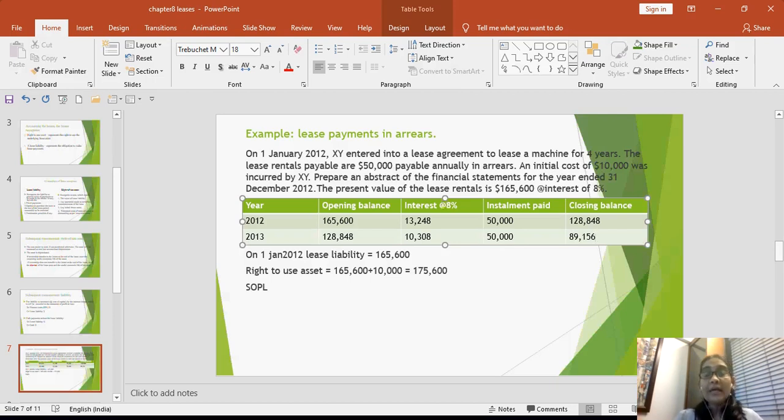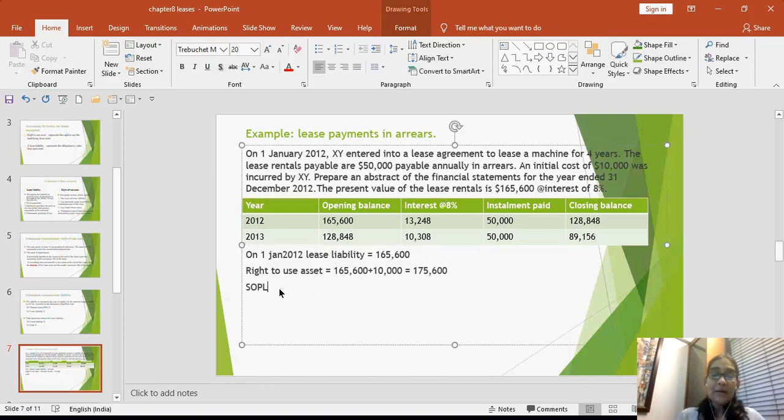Okay, you can go on doing this for 4 years, and the closing balance of the 4th year would be 0, because your lease liability will be over by then. Okay, now you will understand why we require to make this table. Now in SOPL, the first entry that you will do is depreciate an asset.